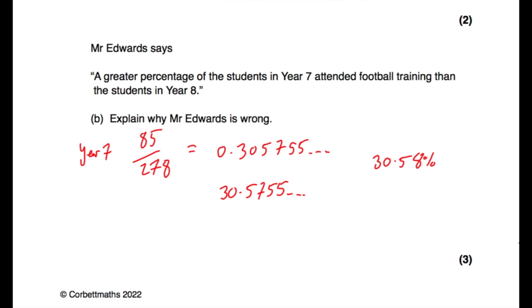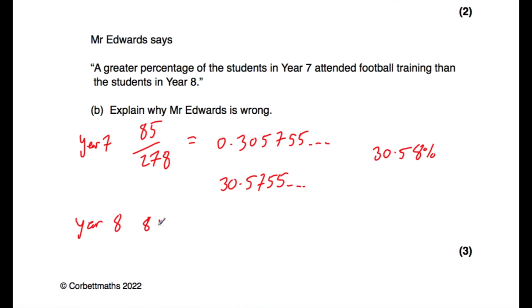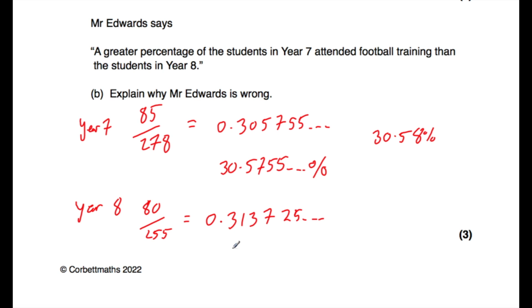Now let's look at the year 8 students. Year 8. So altogether in year 8 there were 255 students and 80 attended. So we want to write that as a fraction, 80 out of 255. Let's write it as a decimal. 80 divided by 255 is equal to 0.313725 and so on. That's a decimal. Let's change it to a percentage. So let's multiply by 100. That's going to be 31.3725 and so on percent. And let's just round it to 2 decimal places. So that'll be 31.37% to 2 decimal places.